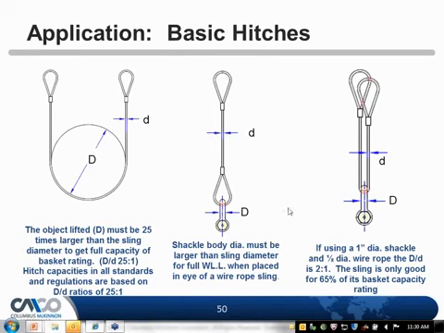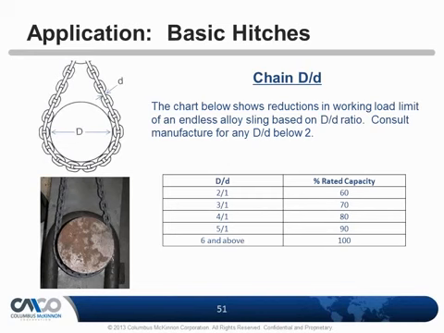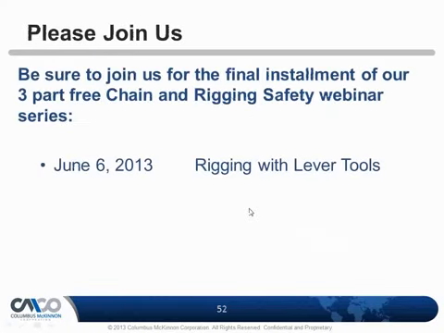Chain also has a D to D. Not as much as the wire rope. You only need a 6 to 1 for chain. And so if you're looping chain through a shackle, the diameter of the chain needs to be at least 6 times larger than the shackle that it's going around, so that we don't damage it. And there are D to D charts, and that's published in the NECM. It's also published on our blog site, which I'll show you how to get to as well.